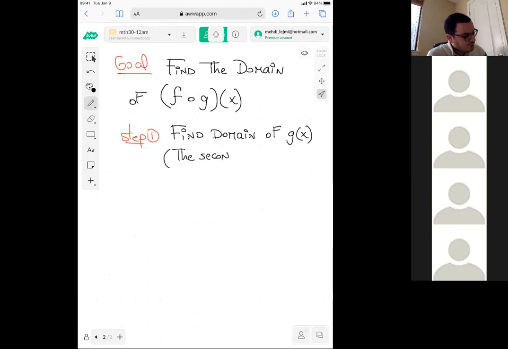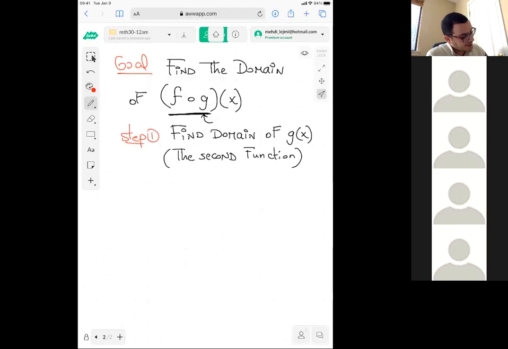So if you have G composed with F, F would be the second function, then in this first step you need to find the domain of F, right? Because that will be the second function. But here we are talking about F composed with G. So my G is the second function. So you need to find the domain of the second function in the first step.